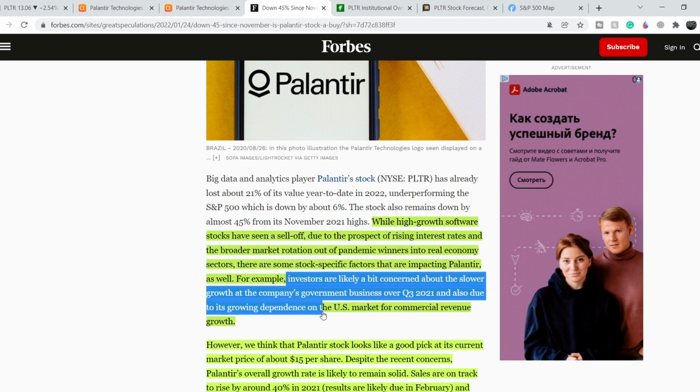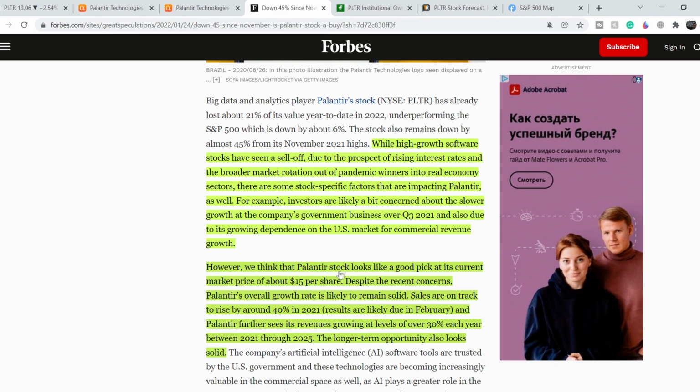For example, investors are likely a bit concerned about a slower growth at the company's government business over Q3 2021, and also due to its growing dependence on the US market for commercial revenue growth. However, we think that Palantir stock looks like a good pick at its current market price of about $15 per share. Despite the recent concerns, Palantir's overall growth rate is likely to remain solid. Sales are on track to rise by around 40% in 2021. Results are likely due in February. And Palantir further sees its revenues growing at levels of over 30% each year between 2021 through 2025.